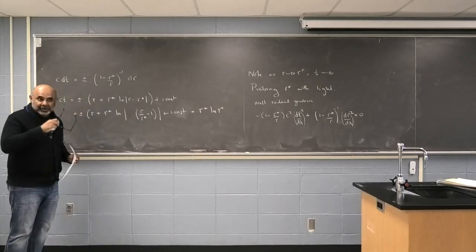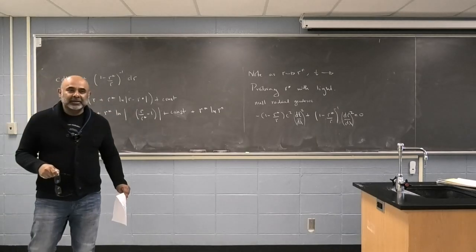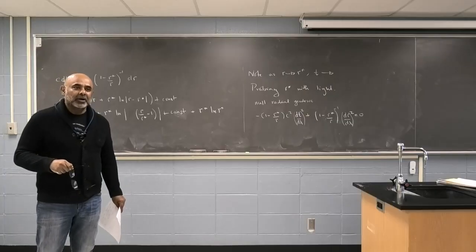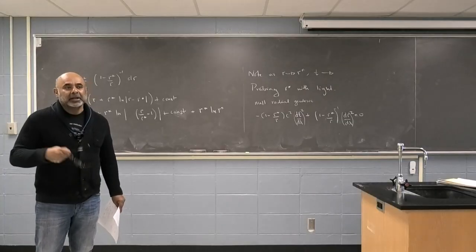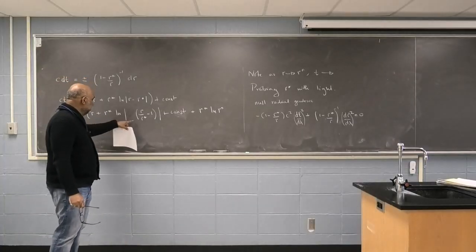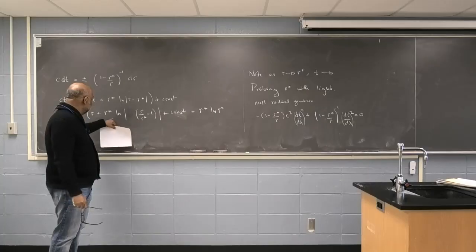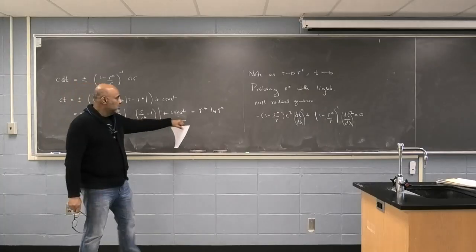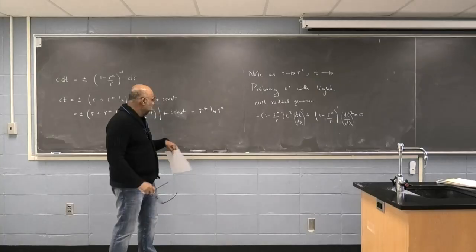Why can I do that? Natural log of A times B is what? Natural log of A plus natural log of B. So here's my natural log of B, this times this, plus natural log of A. But what is this guy?